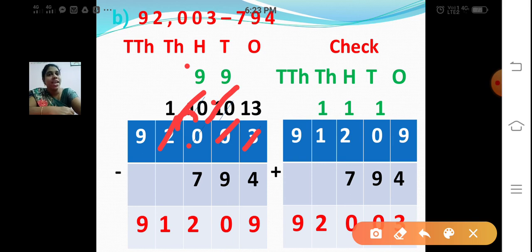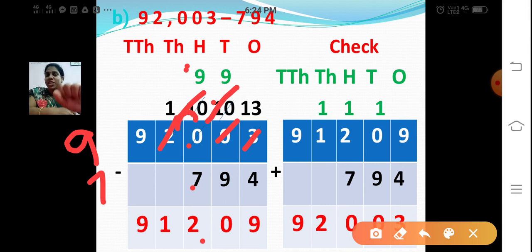Now let's move on to the tens place. What number am I having in the tens place? 9. 9 minus 9, 0. Very good. So write it down. Now let's move on to the hundreds place. We are going to subtract 9 minus 7. Start from number 7. Count forward till you reach 9. After 7: 8, 9. 2. So 200.